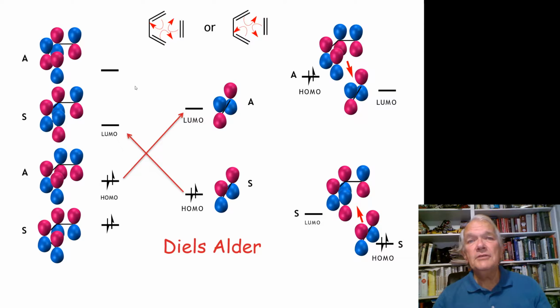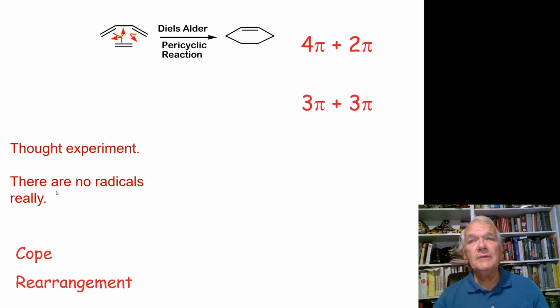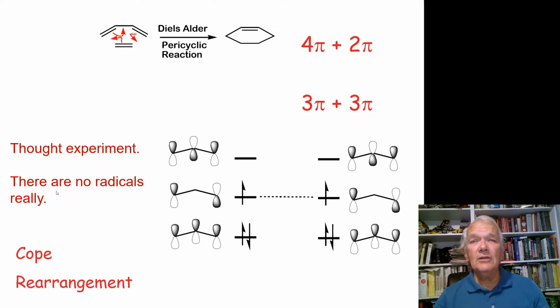Now, this is a review of the Diels-Alder. The Diels-Alder we thought of as a 4+2. We had our butadiene, we had our dienophile, our alkene, and we had these nice HOMO-LUMO interactions. Can we do the same thing for the Claisen? So here, again, this is 4+2. The Cope rearrangement you could think of, in kind of a weird way, as a 3+3. But it's a little bit strange because this is really just a thought experiment. Don't think about what really happens. There are no real radicals.